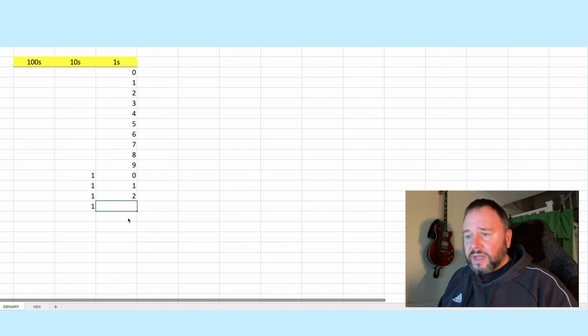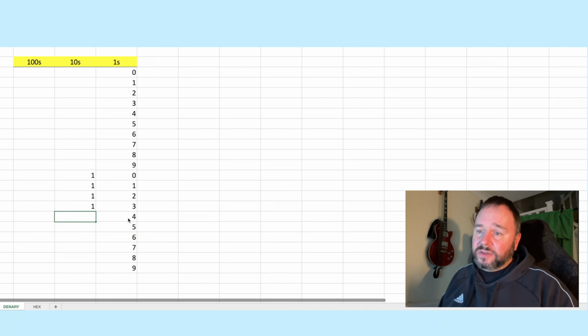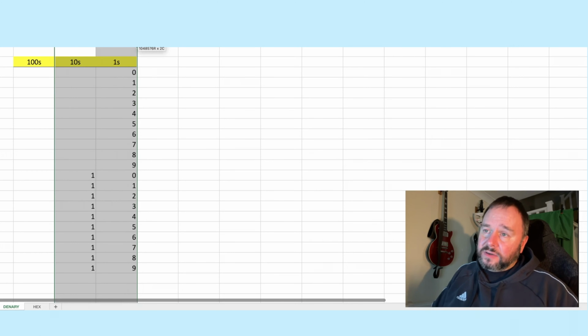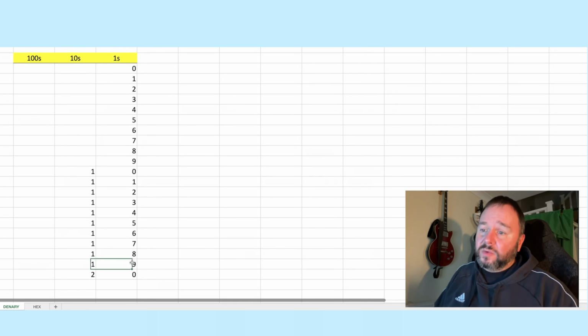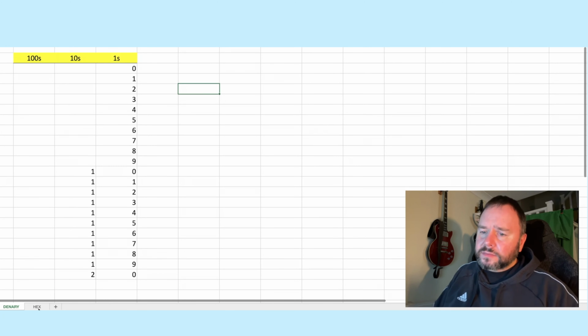When we get to 3, 4, 5, 6, 7, 8, 9, and that one's filled up, we've got one lot of 10 and 9 units, 19. So what do we do? We can't go any further with this 9, so we need to go into the next column with that 1. But we've already got a 1 there, so it becomes 2, 0. We get to another group of 10. Over it goes. 2 groups of 10 now, and nothing else. Exactly the same in hexadecimal and any other number system.